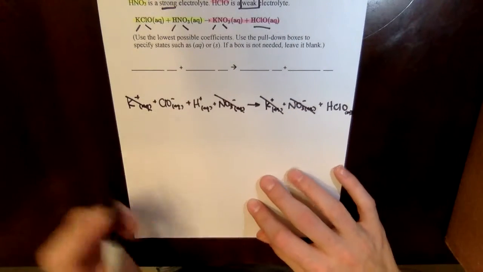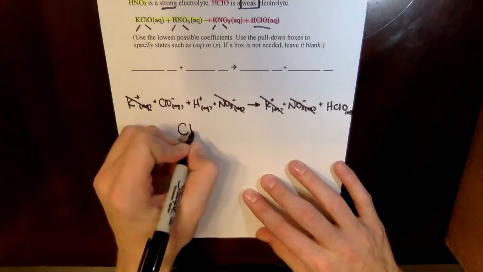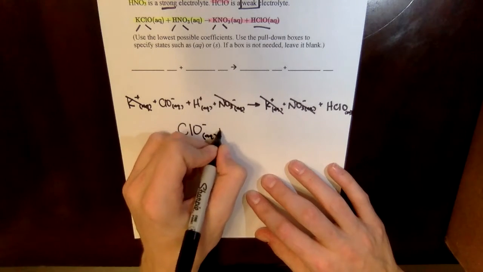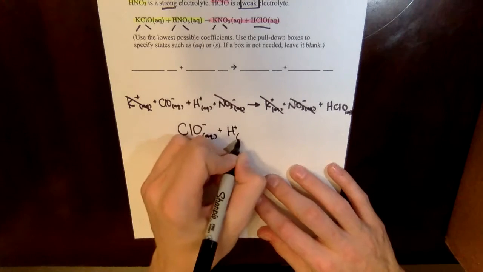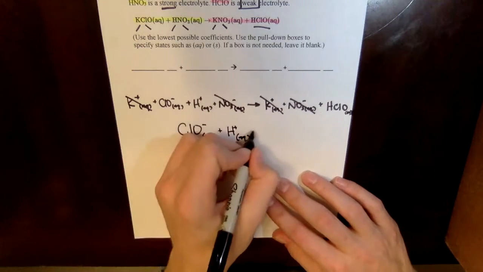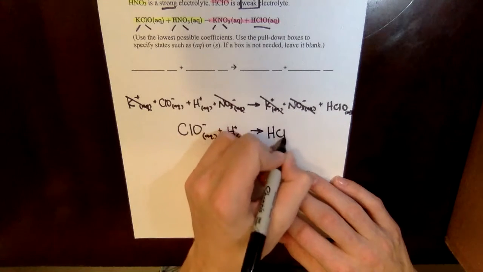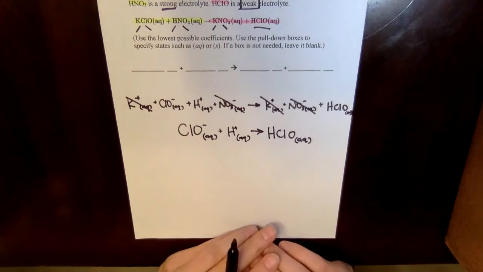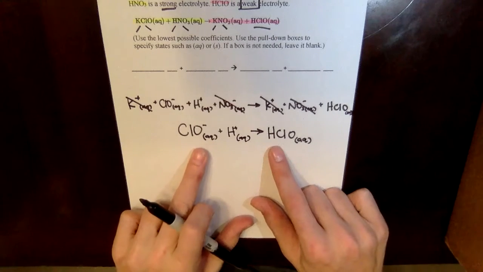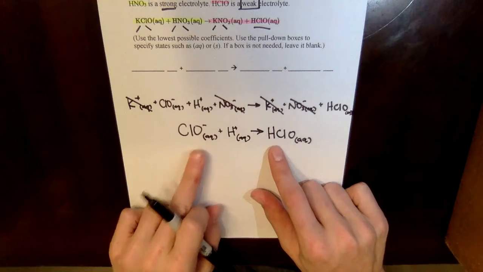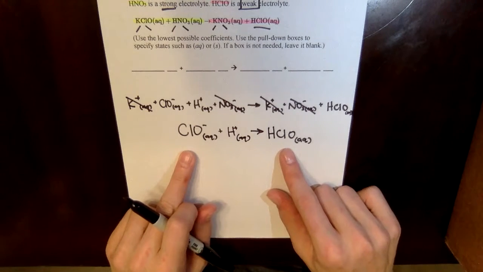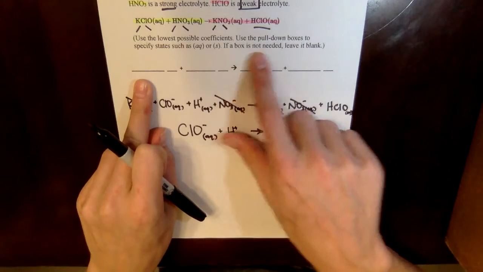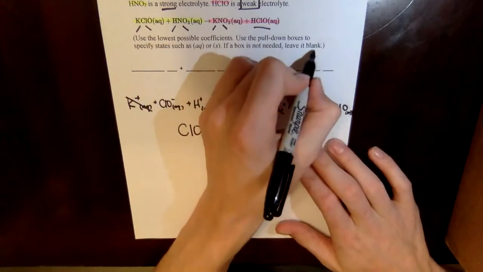So we write our complete equation by bringing those down. ClO minus, which is aqueous, plus H plus, which is aqueous, creates HClO, which is also aqueous. All right, and there you have our full complete net ionic equation. Okay, if you are putting that into the Cengage assignment, right here you have the blanks that are listed out as it says. In this case, we don't need a box, so we're going to leave it blank.